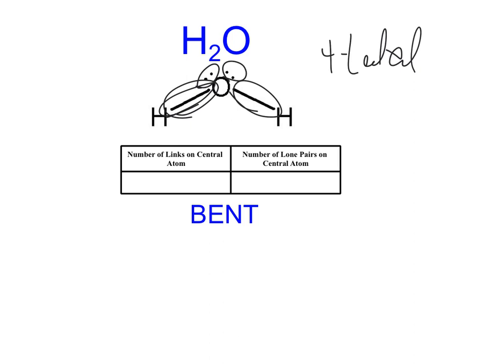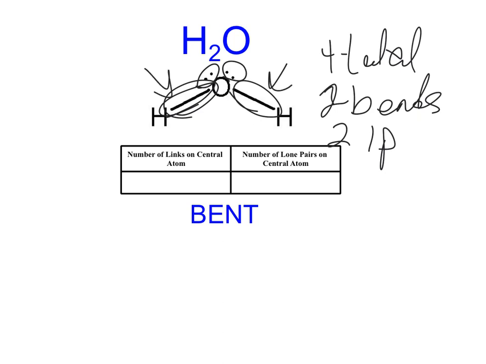So I have 4 total areas, 2 with bonds. There we go, 2 bonds. 2 with lone pairs, right? There's my bonds. There's my lone pairs. So look at the big chart. 4 areas total with 2 lone pairs gives me the bent or angular response. If I use the short table, 2 links, 2 lone pairs, still spits out bent.